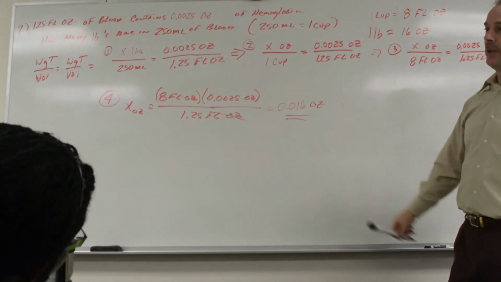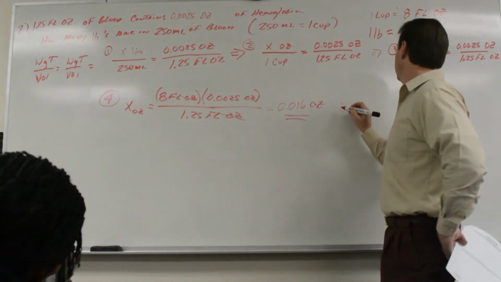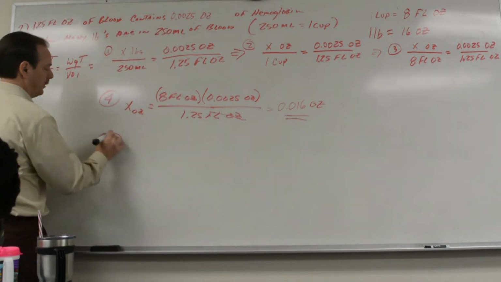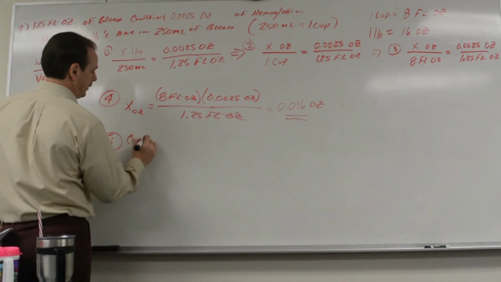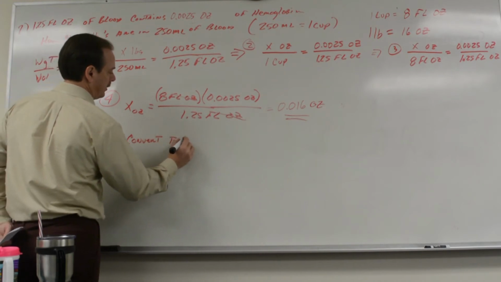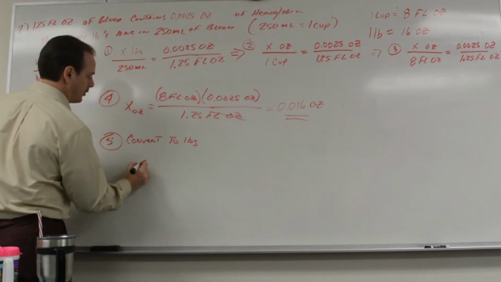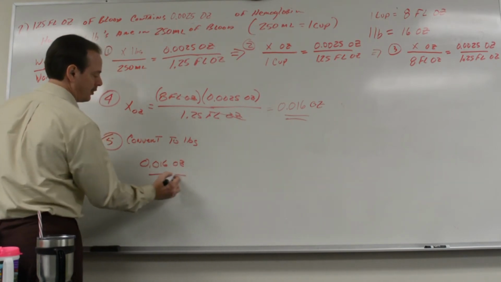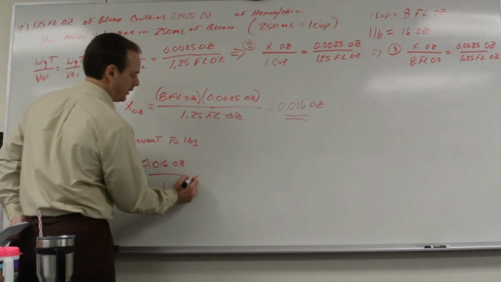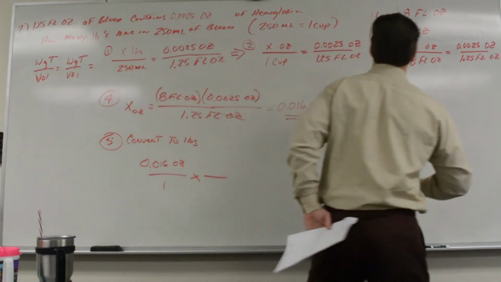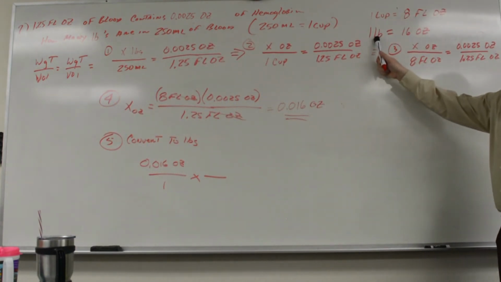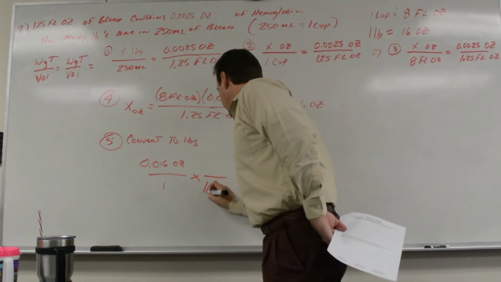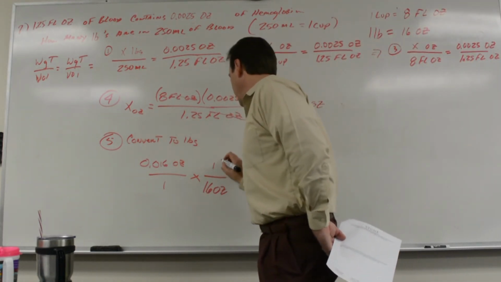Okay, they didn't want ounces, they wanted pounds, right? So our last step, I think we'll do it over here. Step 5 is convert to pounds. So we're going to take 0.016 ounces. Let's use dimensional analysis for this one. Times, what's our conversion going to be? 1 pound equals 16 ounces, so our 16 has to go in our denominator, and our 1 pound goes in our numerator.